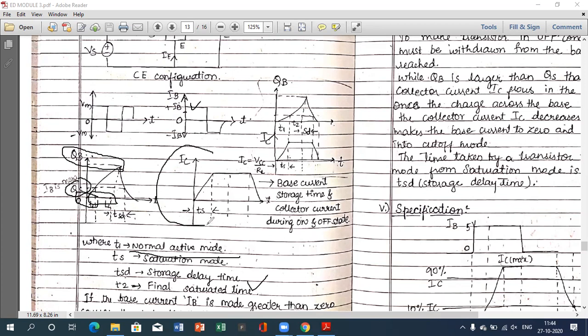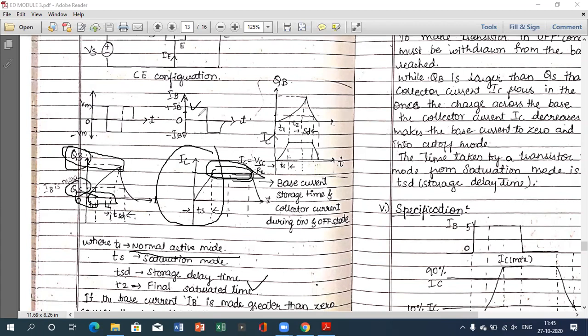This is the collector current here. This is called saturation because the collector current gets saturated. Initially it increases from 0 to a certain value, and after that it reaches saturation. Saturation means it remains constant. So from T1 to T2, when the charge across the base reaches QB, the collector current reaches saturation, that is the maximum current.